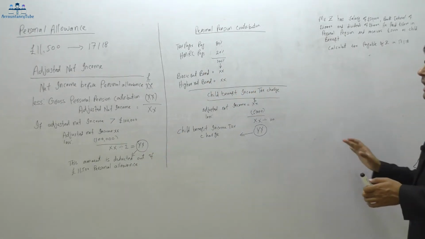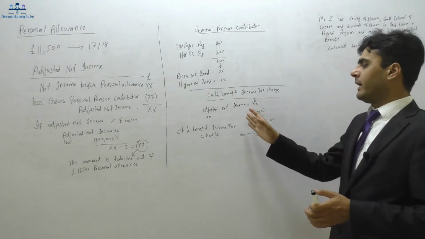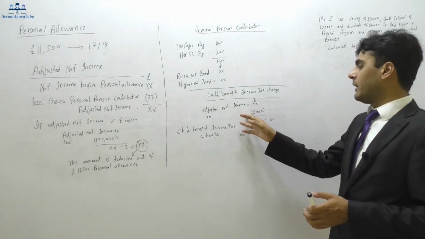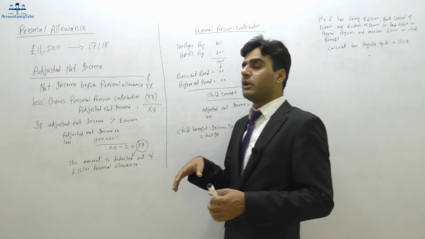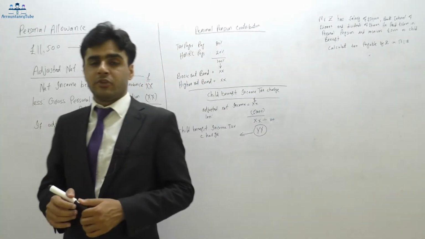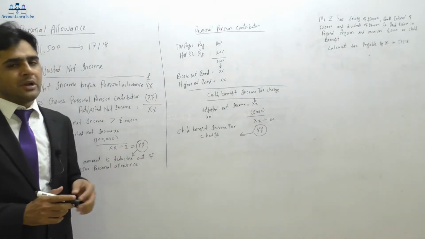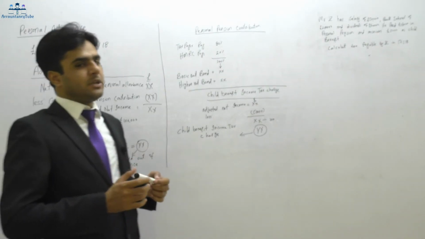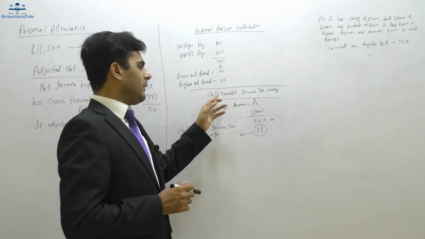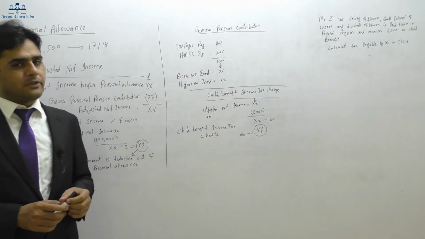However, HM Revenue and Customs says that if your adjusted net income is over £50,000, then you should not claim child benefit. If you keep on claiming the child benefit, there will be a penalty on you, known as the child benefit income tax charge.